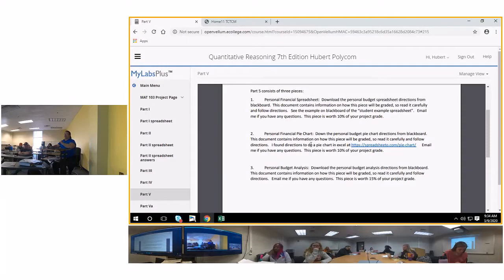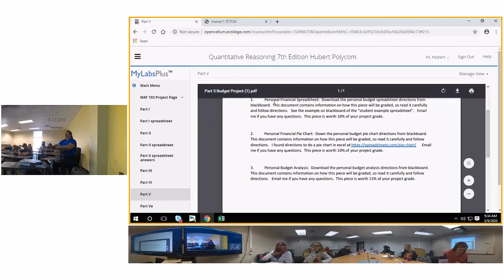Personal budget pie chart directions from Blackboard. Oh yeah. This document contains information on how this piece will be graded, and directions to do a pie chart. Email me if you have any questions. Personal financial spreadsheet. Some of y'all have already sent that. I've already seen like 2 out of 20. I don't know why I haven't seen more, but anyway.